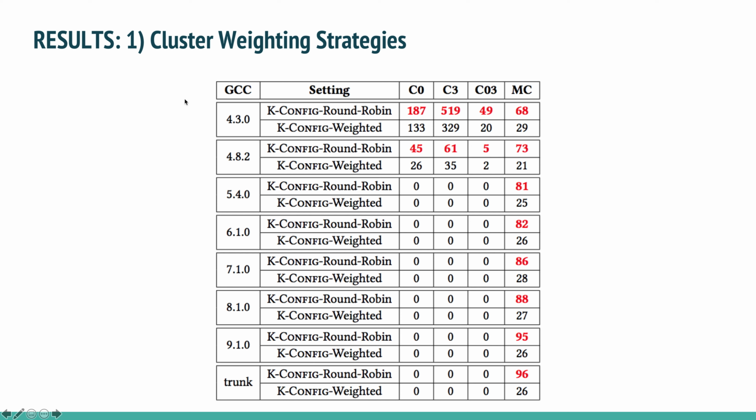The result shows that in all 8 GCC versions, kconfig round robin could trigger twice as many miscompilations as kconfig weighted. Although in the latest version of GCC both could not trigger any crashes, in GCC 4.3.0 and GCC 4.8.2, kconfig round robin could trigger thrice as many crashes as kconfig weighted in all optimization levels.